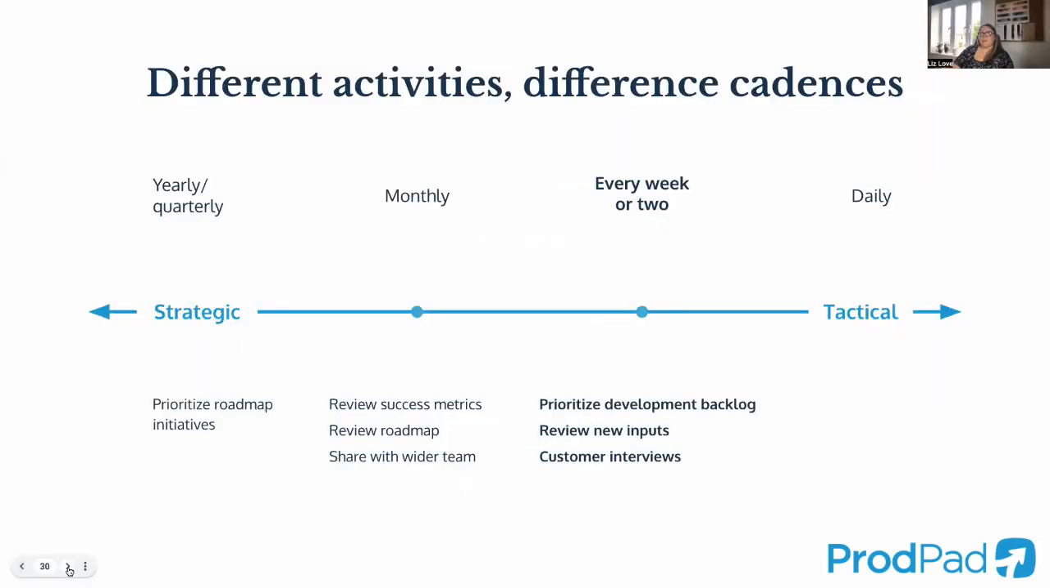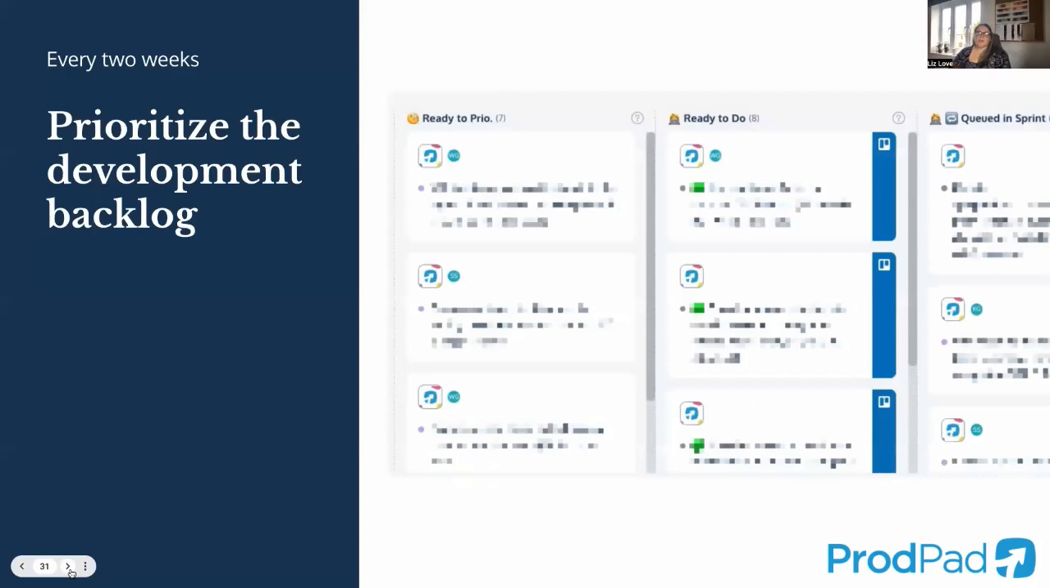Yeah, absolutely. So moving on from what's monthly, the stuff that you do every week or two, yeah? So we've got here things like prioritizing the dev backlog, reviewing new stuff and doing customer interviews. So when you say you're prioritizing the dev backlog, what are you really doing with that?